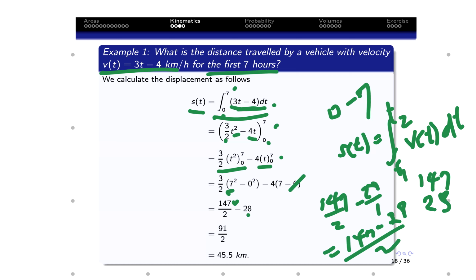Oh, sorry. Not 28. So 1 in 2 is 2. 2 times 28 is 56. Sorry, 56. So you have 147 minus 56, and that is 91 all over 2. And then that ends up being 45.5 kilometers.